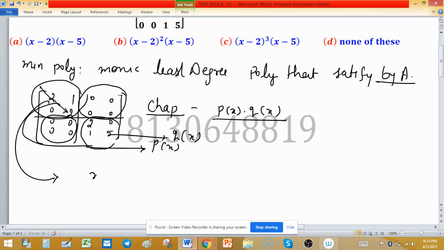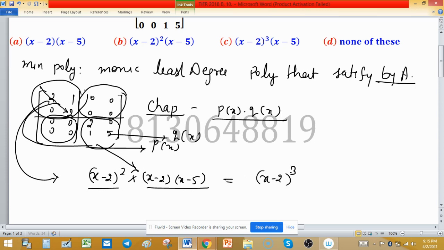the diagonal elements. So (x minus 2) square is the characteristic polynomial for this one, and the characteristic polynomial for this one will be (x minus 2)(x minus 5). Why? Because this is a lower triangular matrix, and the same method is used here to find the characteristic polynomial. So the characteristic polynomial is (x minus 2) cube (x minus 5).